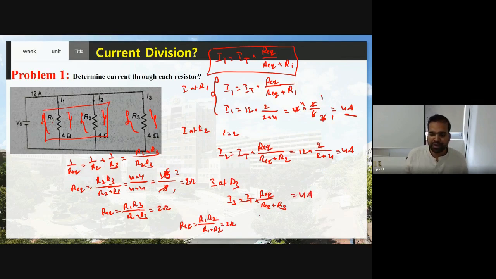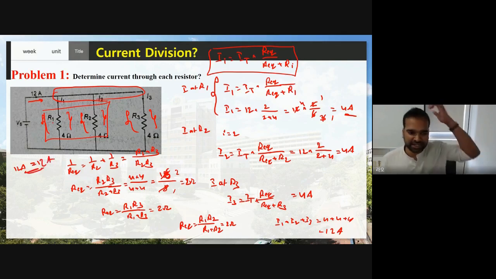So here you will get 4 ampere. Now if you add I1 plus I2 plus I3, what are you getting? 4 plus 4 plus 4 equal to 12 amperes. Now what is the total current entering into a node? What is the node here? This is one node, because the elements are connected in parallel. The 12 amperes are entering into the node, and the sum of the current leaving from that node, I1 plus I2 plus I3, is also 12 ampere. This is the current division formula.